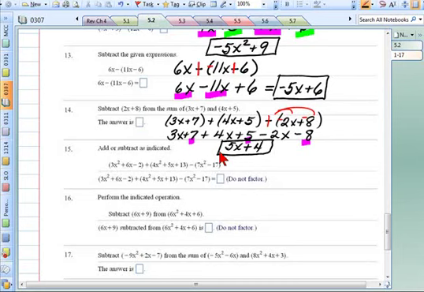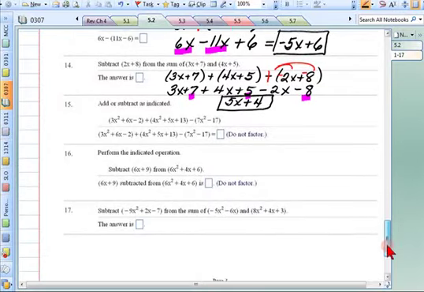I may have difficulty getting this next problem all written out. Let's see if I can do this. Let's see if I can enlarge it. Okay. This is problem 15.